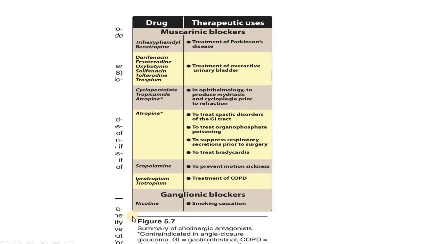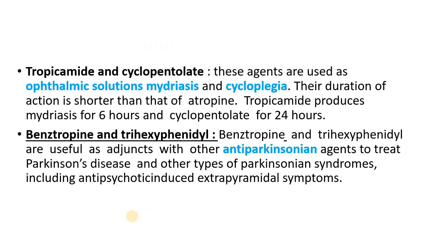Ganglion blockers include nicotine, which is used for smoking cessation. Tropicamide and cyclopentolate are used as ophthalmic solutions. Mydriasis and cycloplegia we have discussed in the chart. Their duration of action is shorter than that of atropine. Tropicamide produces mydriasis for 6 hours and cyclopentolate for 24 hours, so cyclopentolate has a prolonged mydriatic effect compared to tropicamide. The difference between these drugs is just the dose and the duration of action. However, the effects are the same.